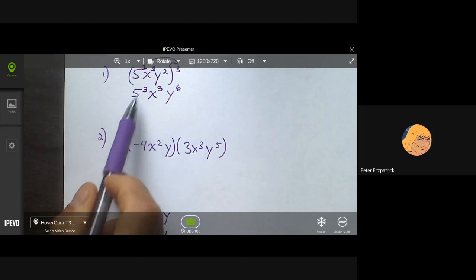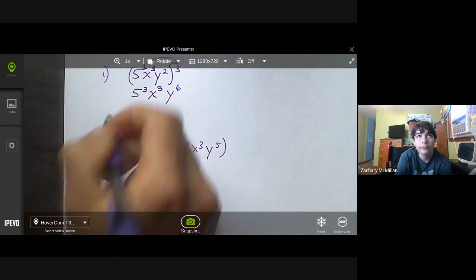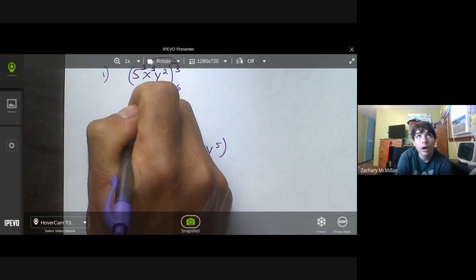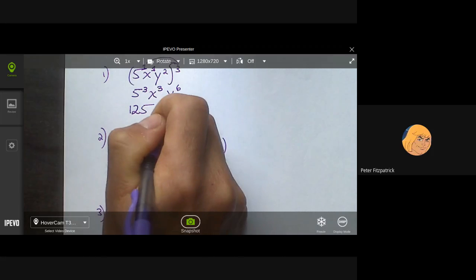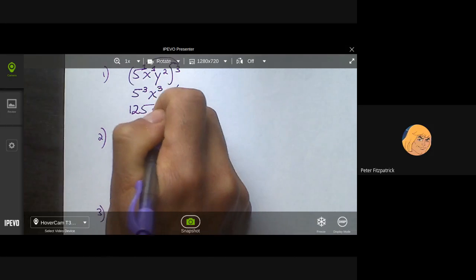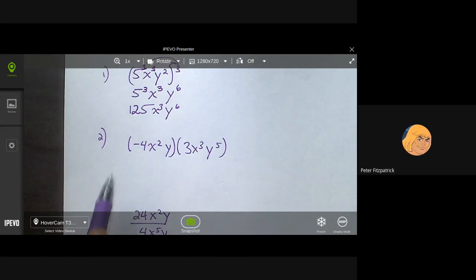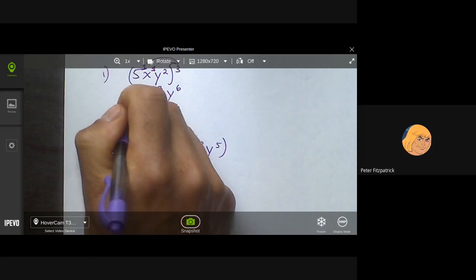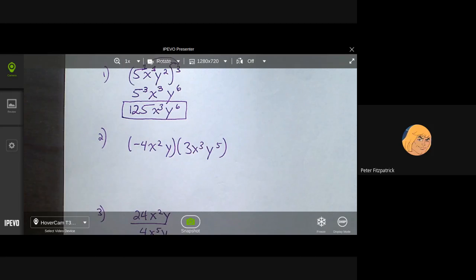Okay, I'm going to simplify this a little bit more. 5 cubed is actually something that we can simplify. 5 times 5 times 5. 25 times 5. 125. Perfect. 125 x cubed y to the 6. Looks like there's no more parentheses. There's no negative exponents. Everything is simplified as far as we can go. Okay. Thank you, Zach. Let's move on to number 2.